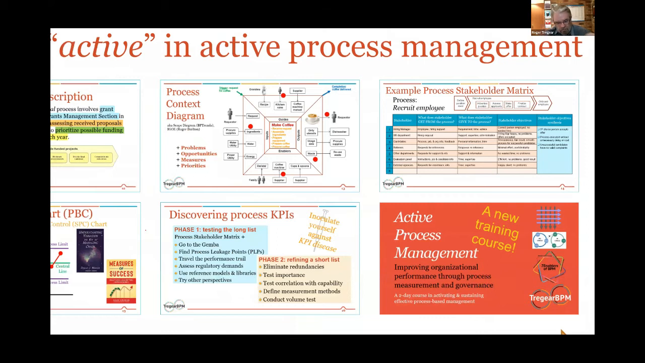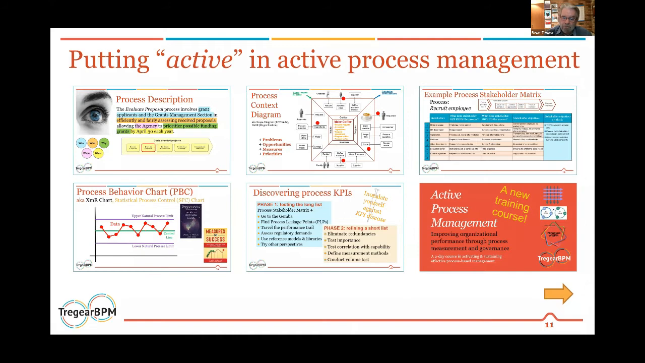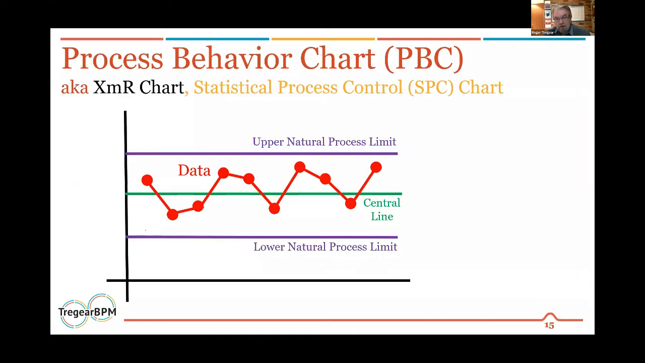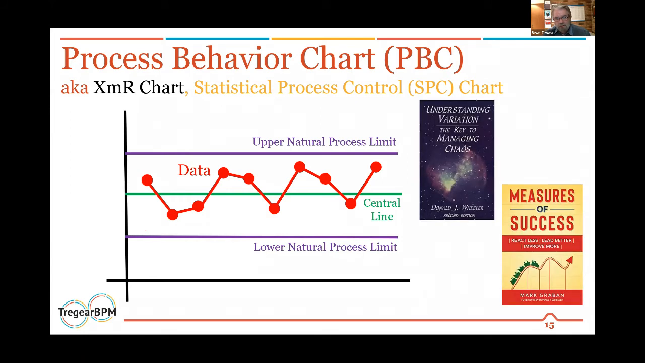They're also called XMR charts. The main basis is a book. Well, it comes from Shewhart and Deming all the way through, but Donald Wheeler's book, Understanding Variation, is the main reference book. A more recent one that I've only just read is Measures of Success by Mark Graban, which is also a very good book. Both of those are very readable and very much apply to the management of processes and improving them.